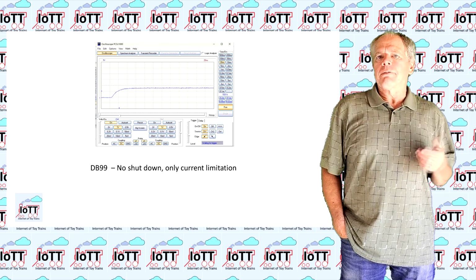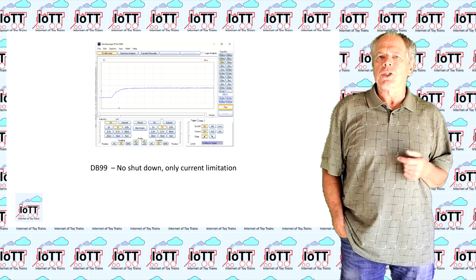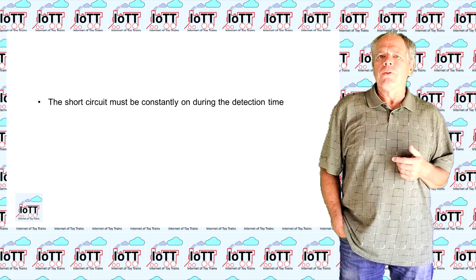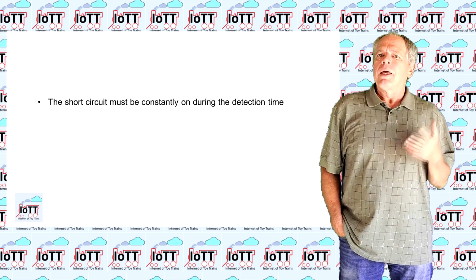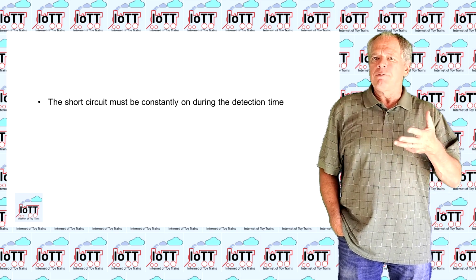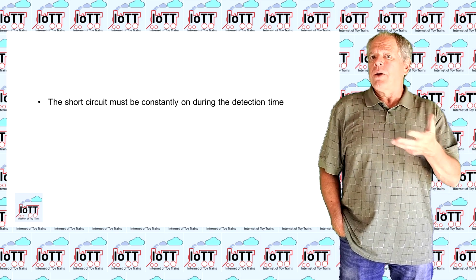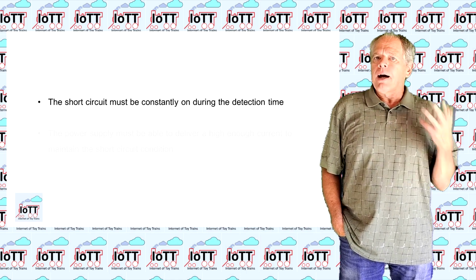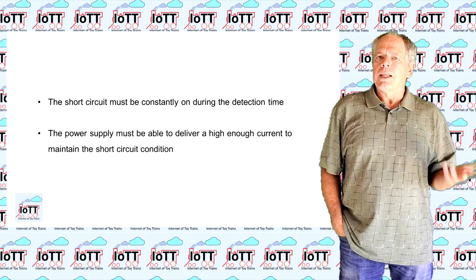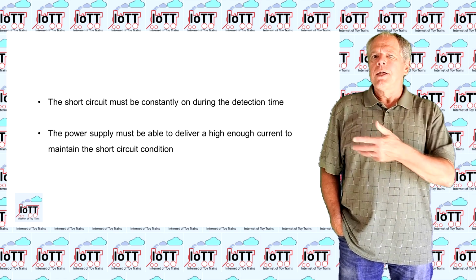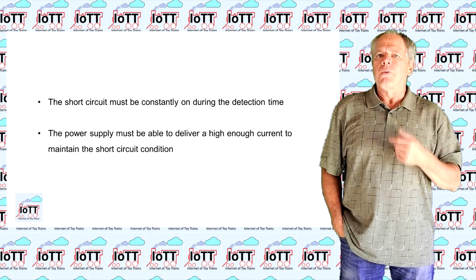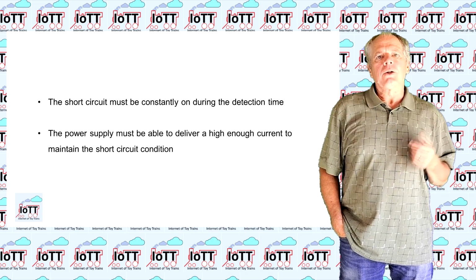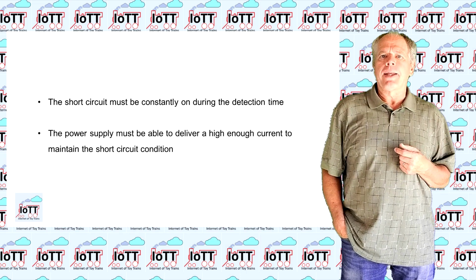So to make short circuit protection work, 2 conditions must be met. The short circuit must be constantly on during the detection time. If the short circuit is very brief or not permanently drawing enough current, it is not detected. And second, the power supply must be able to deliver a high enough current to maintain the short circuit condition for the time until shutdown. This second condition is potentially problematic.